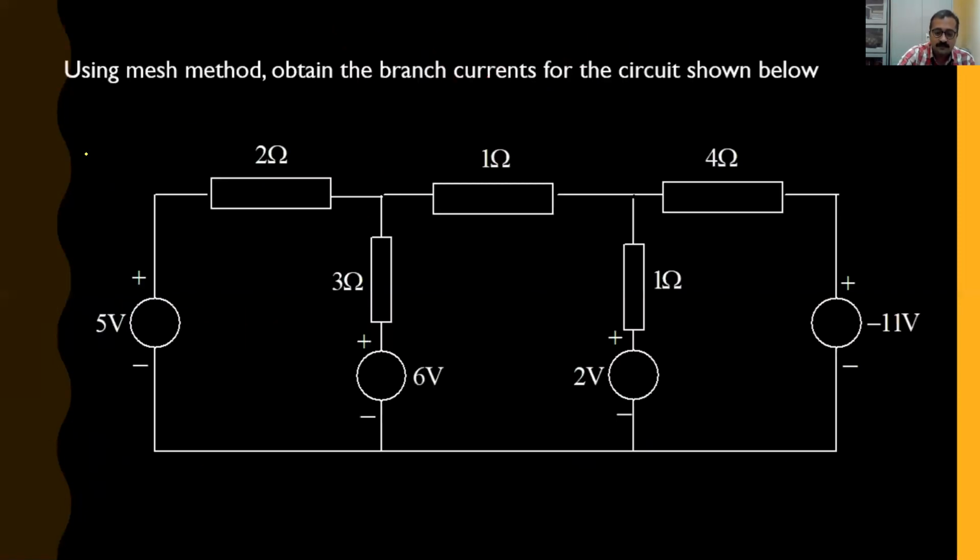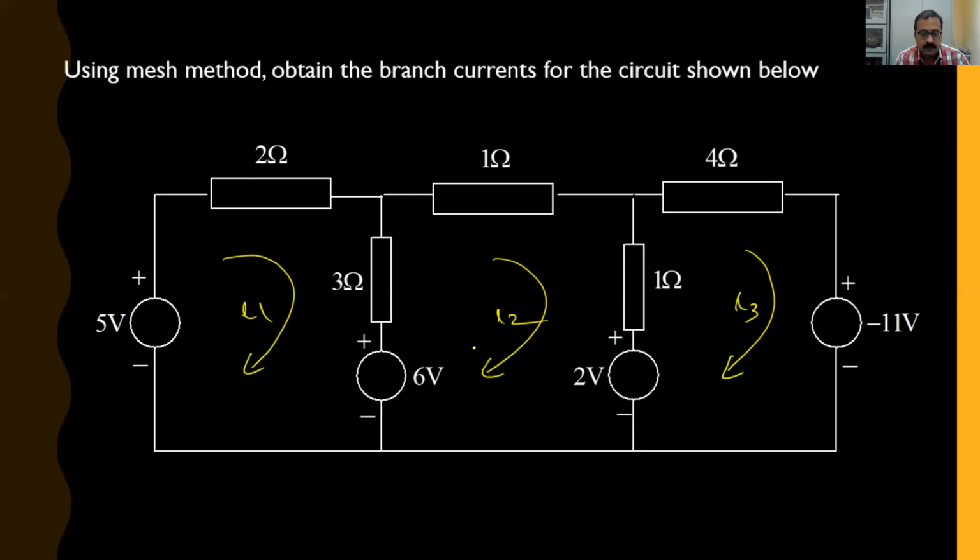So suppose this is my I1, I2, and I3. I'm assigning loop currents this way. What is the branch current through the 2 ohm? It is I1. What is the branch current through the 3 ohm? It will be I1 minus I2 or I2 minus I1. Both are the same. If our assumed current direction happens to be in the same direction as the actual current flow direction, then you will get a positive value. Otherwise, the current direction will be opposite and you will get a negative value. So the branch current through this 3 ohm will be either I1 minus I2 or I2 minus I1.